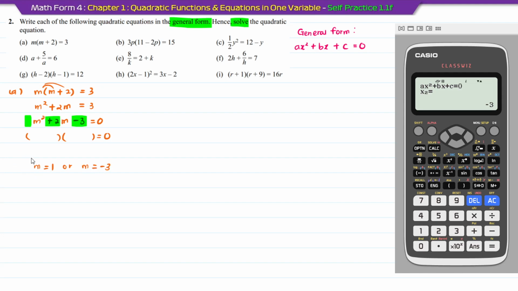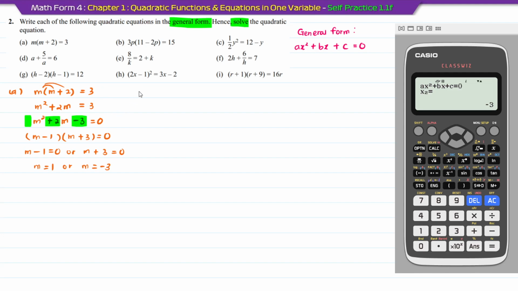Now write the working steps backwards: a plus will become a minus. So m minus 1 equal to 0, or m plus 3 equal to 0. Write m minus 1 and m plus 3 back into the brackets. There you have it for question A.